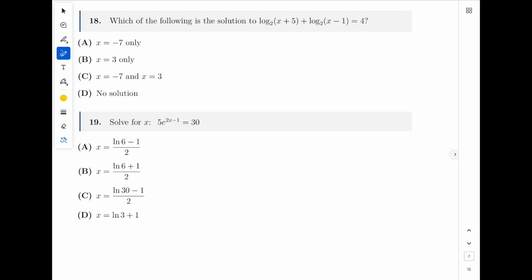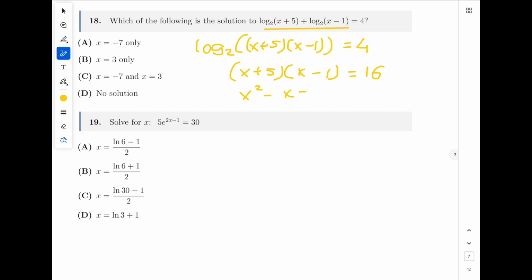Alright, number 18. This is a relatively easy one and it can appear on your test. If you apply yourself properly here, this is a really easy one. You notice the product rule coming in here. So this is basically log base 2 of x plus 5 times x minus 1 is equal to 4, and then you have 2 to the power 4 is 16, so x plus 5 into x minus 1 is equal to 16. Then you expand here, so we have x squared minus x plus 5x minus 5 is equal to 16.